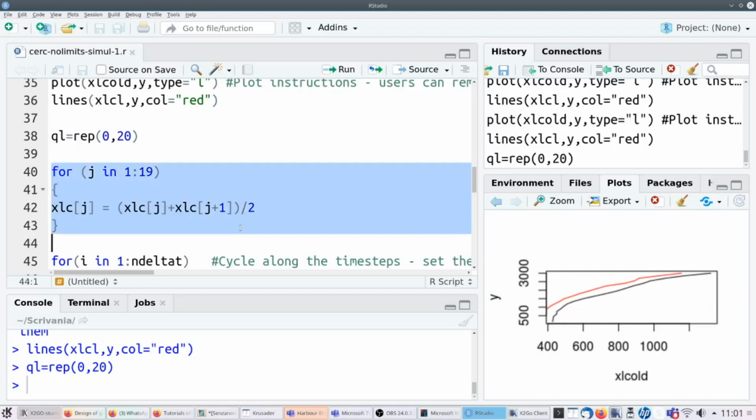Let's look at what I am highlighting here. There is a cycle over 19 time steps. Remember that the coastline is given by 20 points for which we have y and x. Now, we want to substitute each x coordinate of the coastline with the average between two subsequent coordinates. Why am I doing this? Because I am smoothing the coastline.